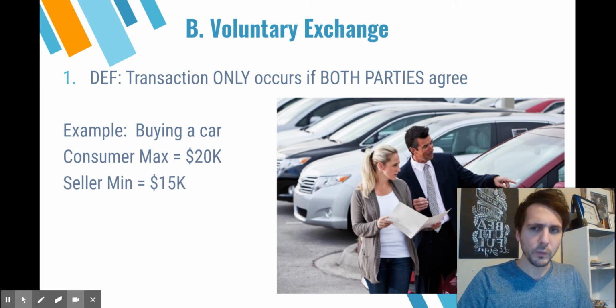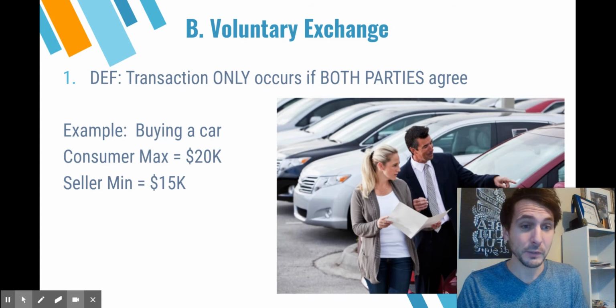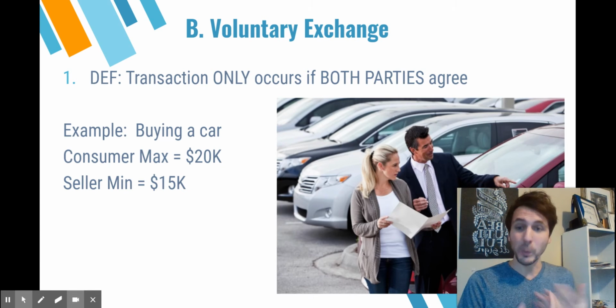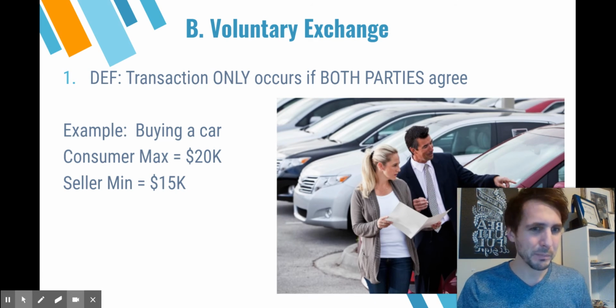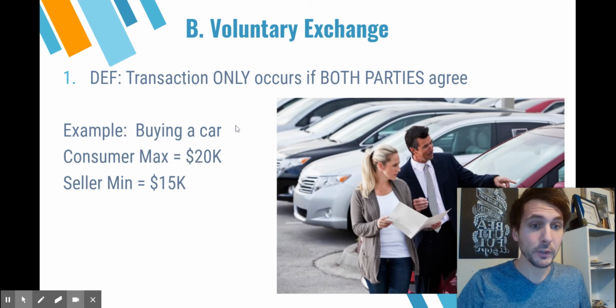The seller, looking at that same car, is willing to sell it for no less than $15,000 in order to maximize profits. There's a little bit of wiggle room. The consumer's willing to pay 20, the seller's willing to take 15, but of course the seller wants to push that price up because he wants more profit, and the buyer wants to push that price down because the buyer wants more utility, right? So the difference between those two.